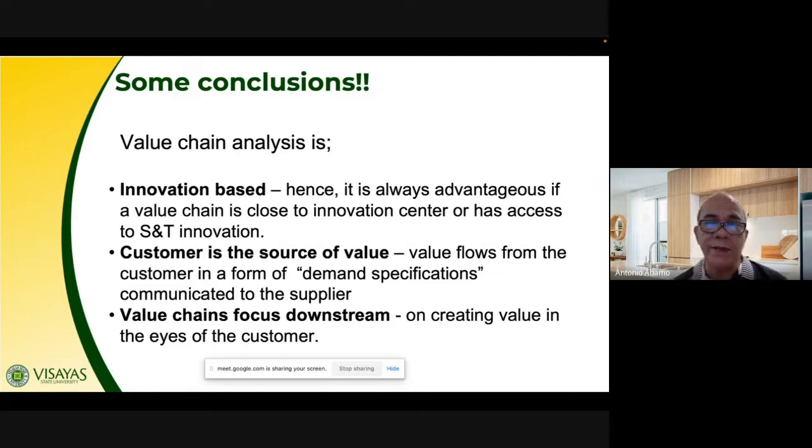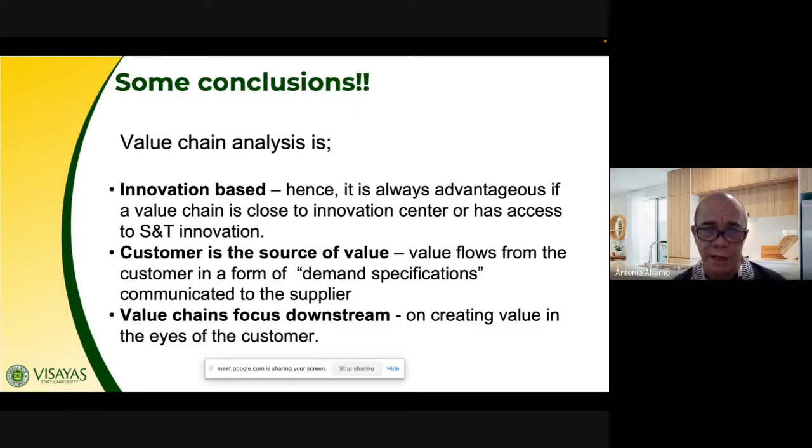So there is innovation, or there is technological development that benefits the market. Because after all, innovation is technology plus benefits. That is always the case. If there is a technology and there is no perceived benefit yet, then there is no innovation yet at the time. And then value chain analysis also treats the customer as the source of value.